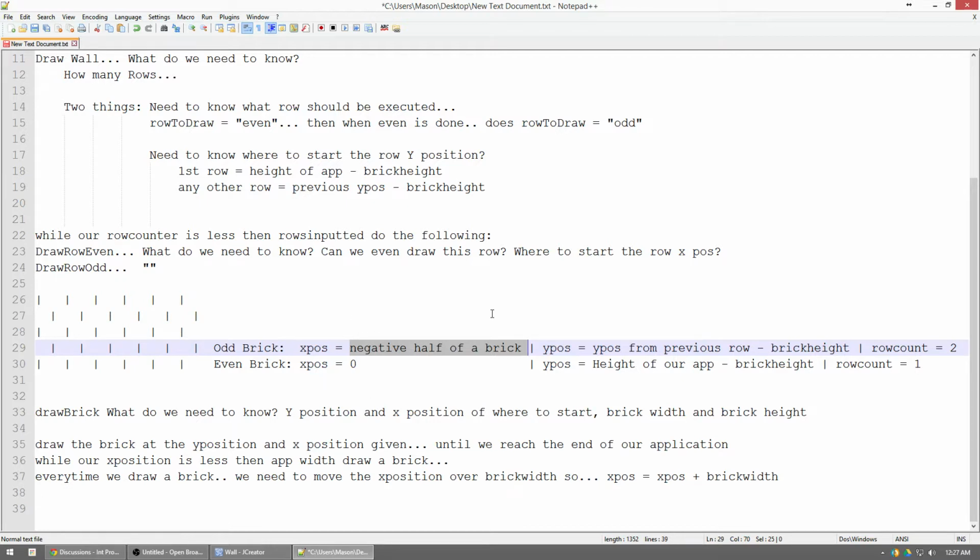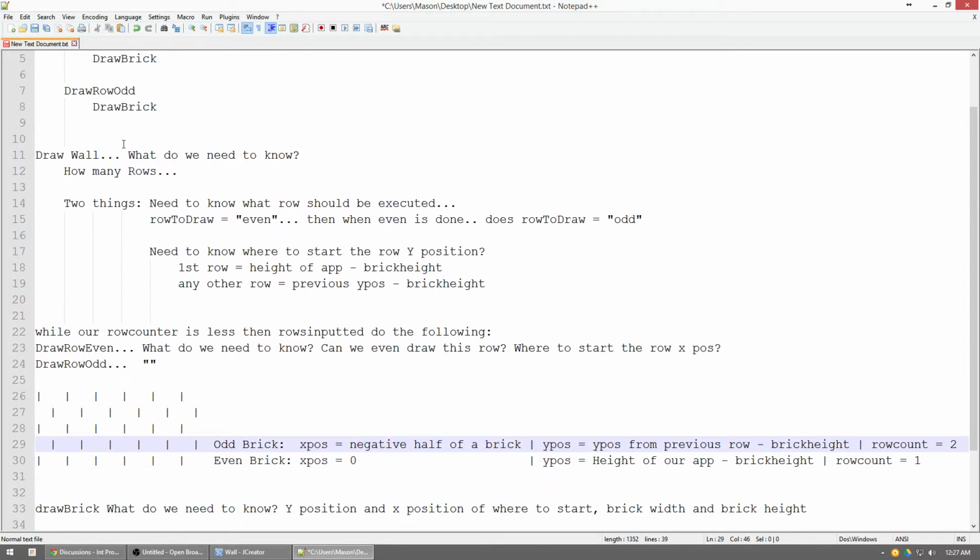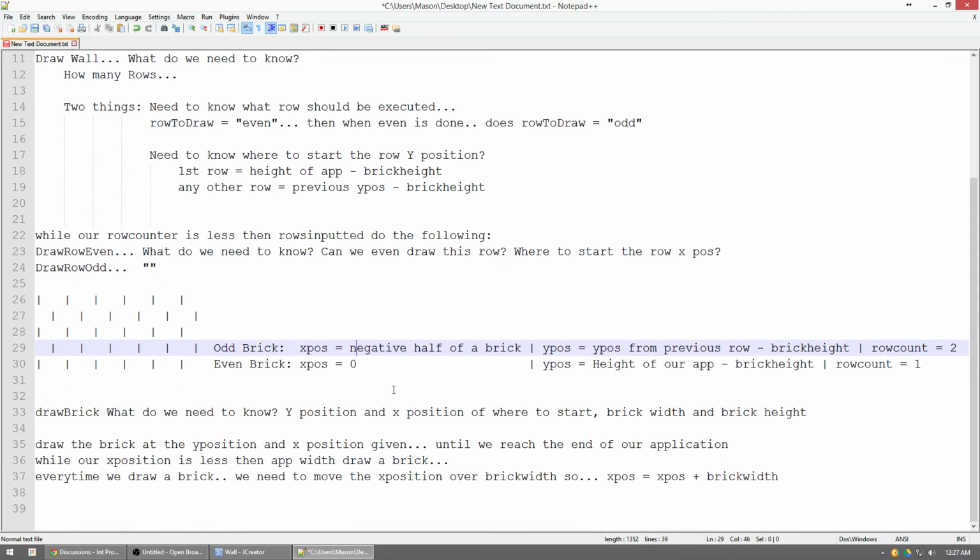So once we get that, no matter what happens up here, then we get into our draw brick. Well, okay, so we get our starting position, and then every time we draw a brick, we need to move it over a little bit. So that's where we get our x position. So if it was 0 plus our brick width, well, our brick width is an imaginary number of 100 or whatever, so our x position becomes 100, then 200, then 300, then 400, then 500, 600, 700. Well, remember, while our x position is less than app width, well, let's say our app width is like 600, right? So it'll keep drawing it until x position is less than that.